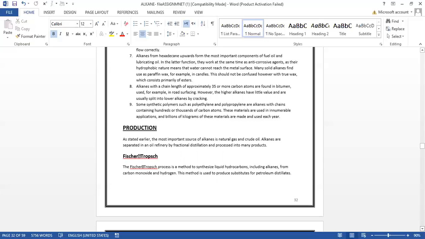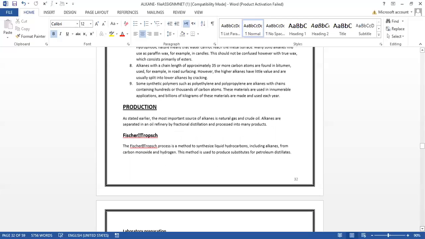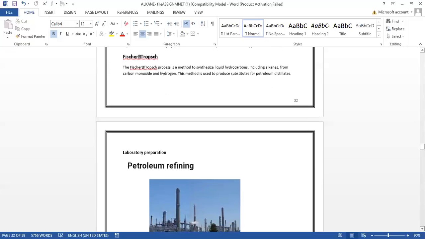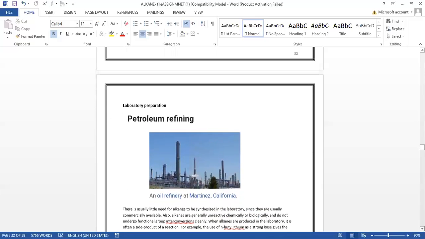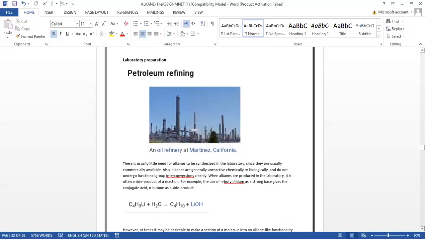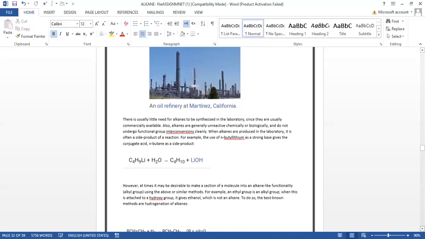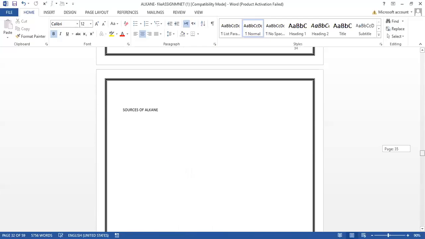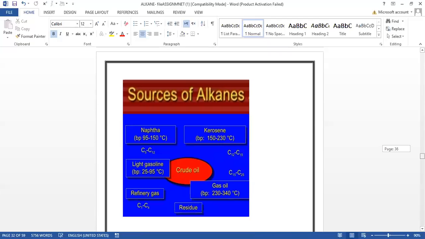Synthetic polymers such as polyethylene and polypropylene are alkanes with chains containing hundreds or thousands of carbon atoms. In production, we can see different reactions, such as the Fischer-Tropsch reaction, which is used in industry for petroleum refining. These are the sources of alkanes.